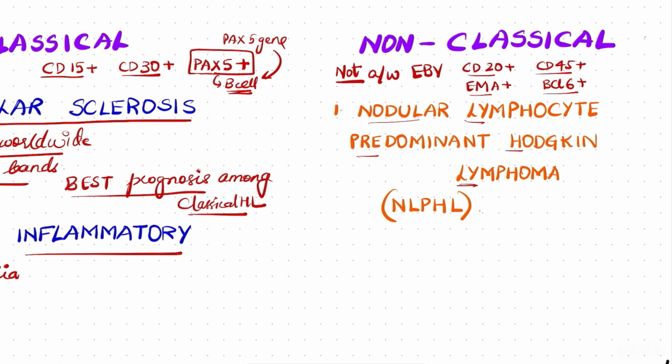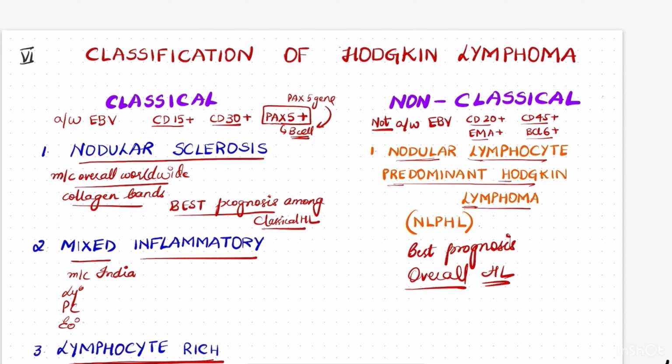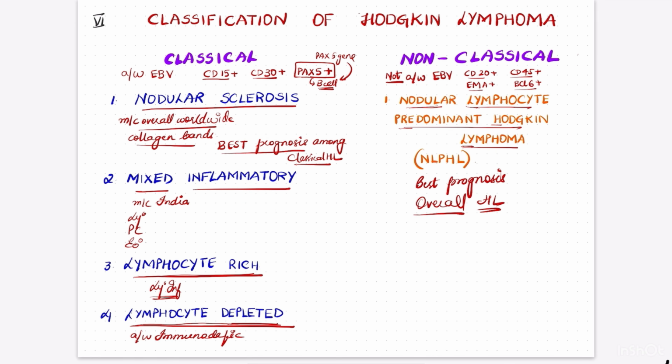The non-classical has nodular lymphocyte predominant Hodgkin's lymphoma. This has the best prognosis overall among all Hodgkin's lymphoma. So there's a difference here. Among the classical, the nodular sclerosis has the best prognosis. When it is asked among all Hodgkin's lymphoma, it is the non-classical, the nodular lymphocyte predominant, that has the best prognosis overall. But when it is asked among the classical, the nodular sclerosis will have the best prognosis.